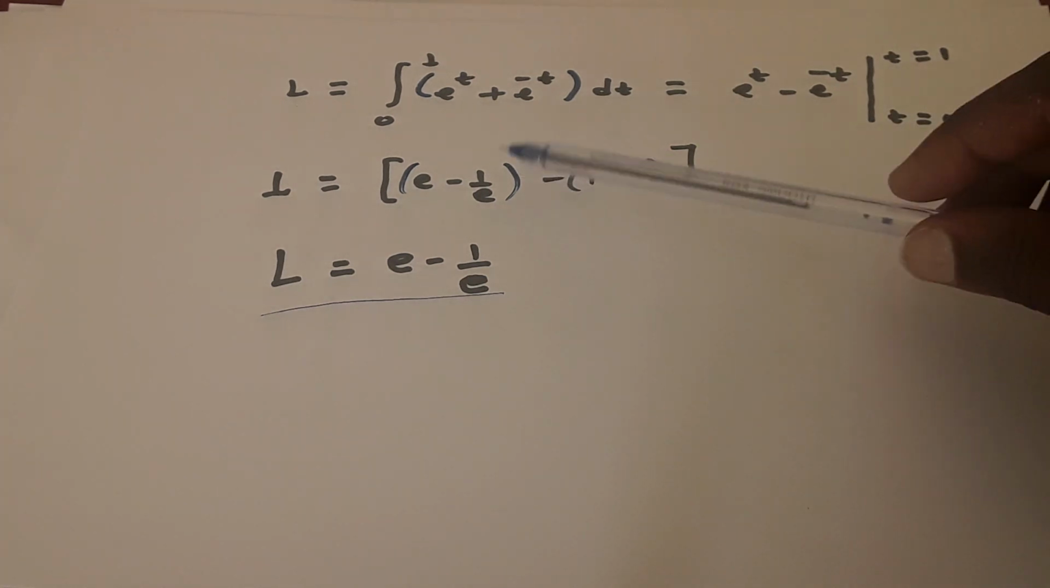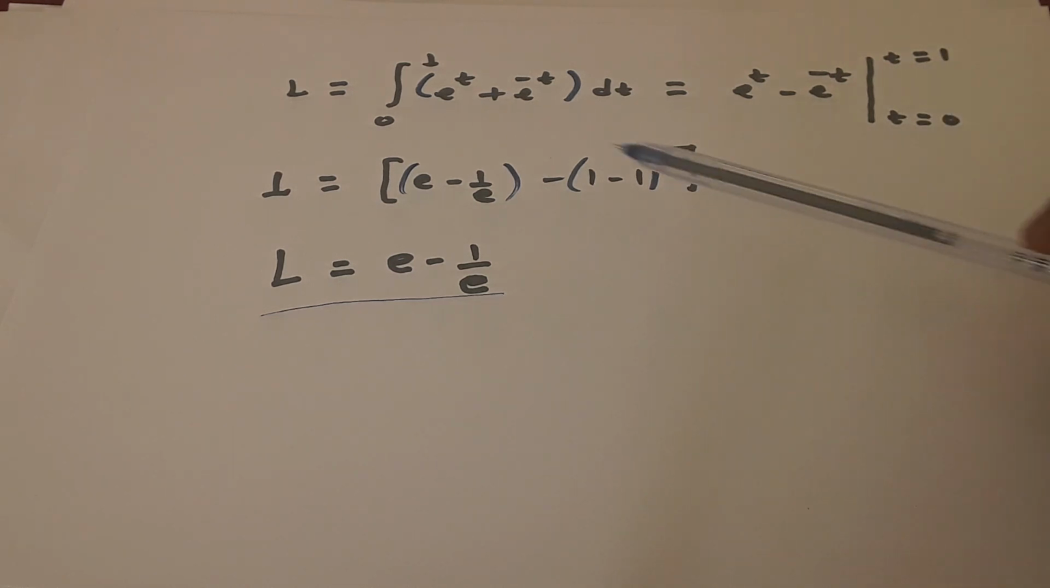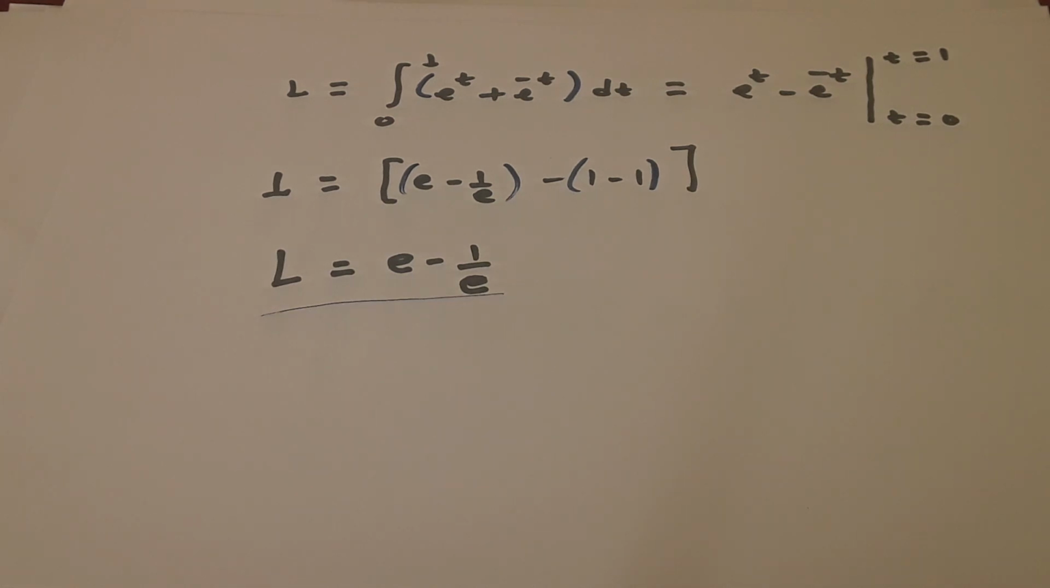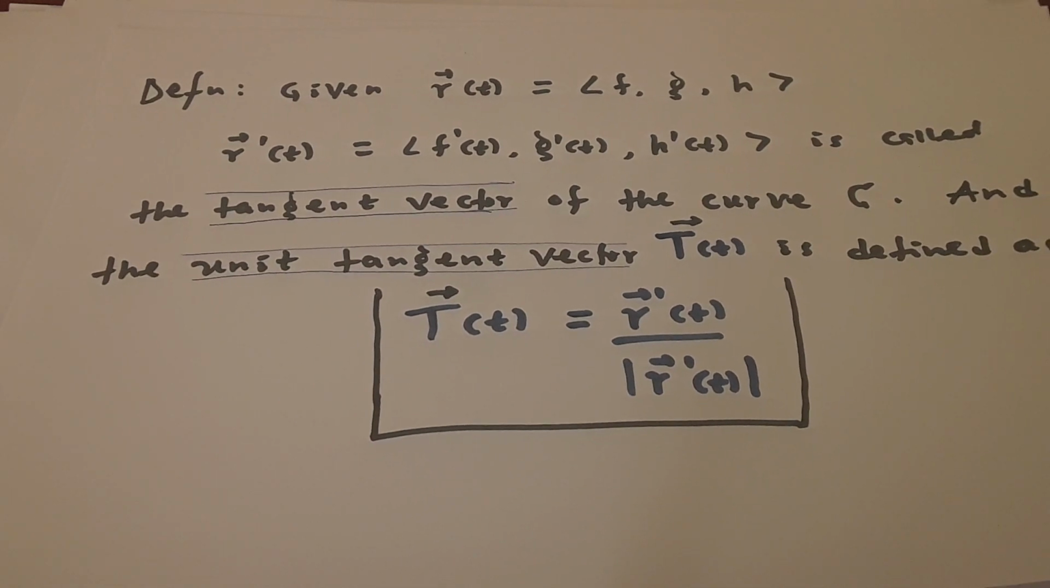Now finally, the integration of e raised t plus e raised minus t is e raised t minus e raised minus t. With t equals 1 and t equals 0, we get e raised 1 minus e raised minus 1. This is the arc length, so the integration has to be practiced as well. Okay, let's proceed to the other ideas.